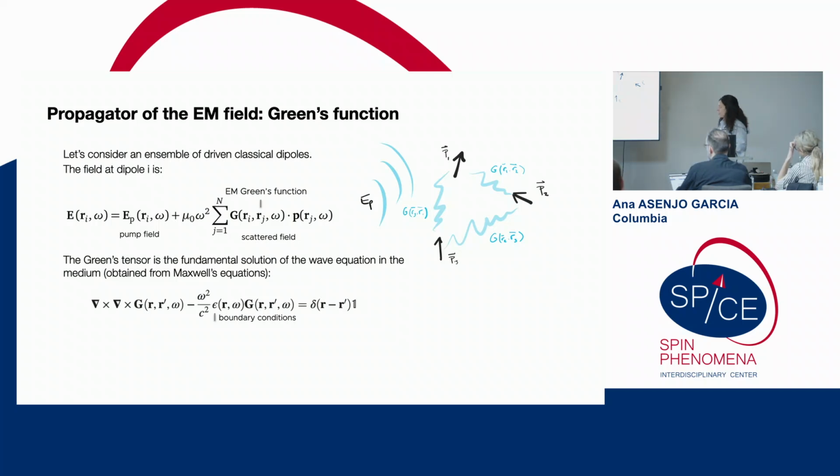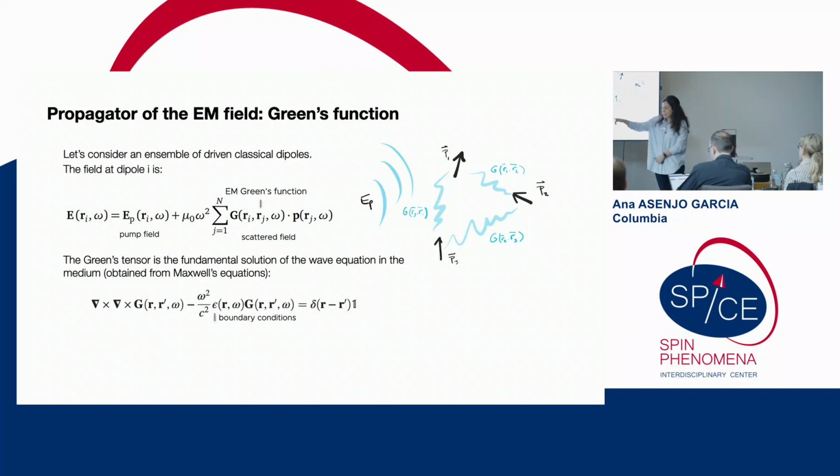So this Green's function is a tensor, basically because electromagnetism is vectorial. A dipole in X produces a field in X, Y, or Z. And you find it because it's the fundamental solution of the wave equation in the medium. So to derive this equation, this Helmholtz equation, from Maxwell's equations.